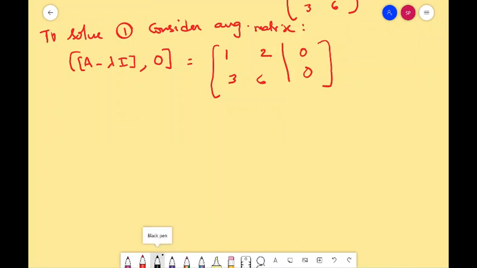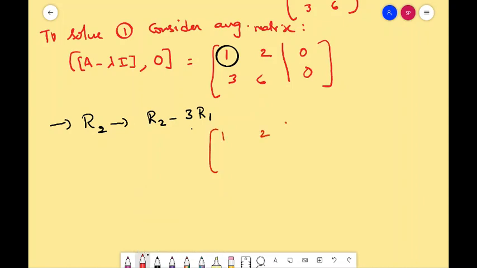So let us do it quickly. This is the pivot. So apply the row transformation R2 goes to R2 minus 3 R1. Here you can observe it is very simple. So you got 0, and 3 minus 3 is 0, 6 minus 6 is 0, 0.